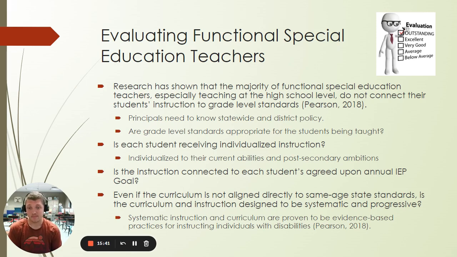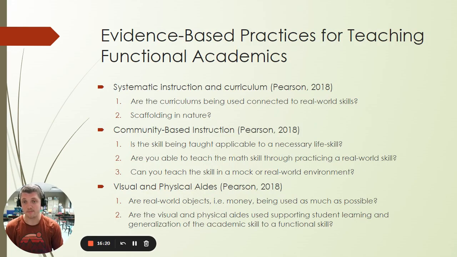And then last, even if the curriculum is not aligned directly to same age state standards, for instance a curriculum that you'd purchase, the curriculum and instruction should be systematic and progressive. You can ask the teacher, hey, I love this lesson. Where are you going next? What's the year-long application of this? Where do you keep going? Do you have a curriculum that is systematic and progressive? Do you have instructional strategies that you're working on, fading out supports and things like that? So that's another evidence-based way to ensure that your special education teachers are performing the way they should in the functional classroom, and some tips to help evaluate them.